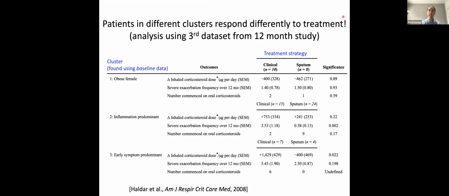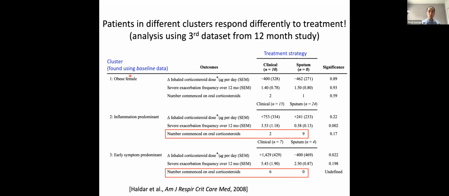So the first thing that was done is taking the baseline data, so the data pre-treatment, and assigning patients to these three different clusters. And we now have a pretty rigorous definition for what these three different categories of patients should be, based on the clustering done on the first two data sets. And so we're going to categorize every patient into one of these three categories, and then we're going to look at what happened according to those two different treatment strategies.